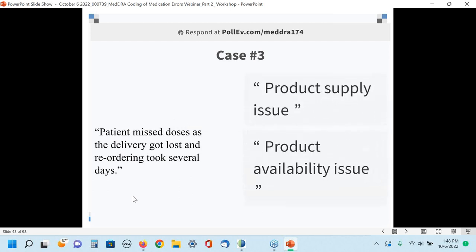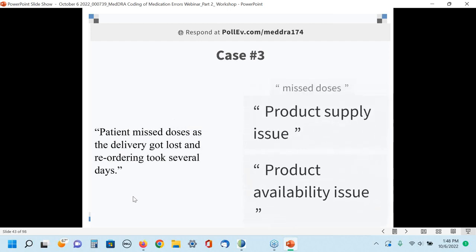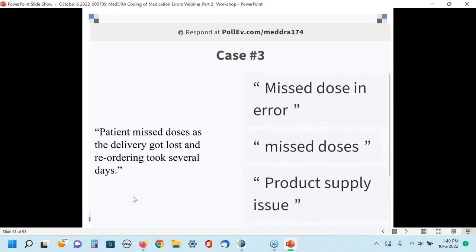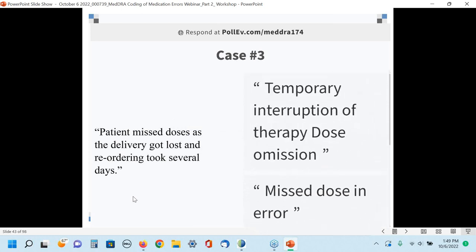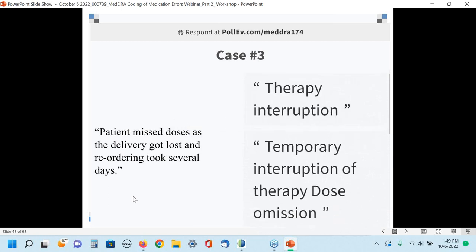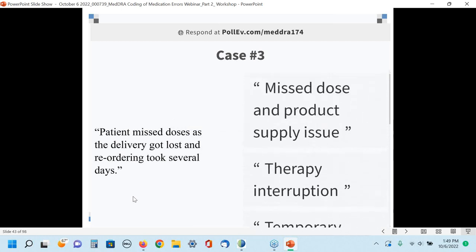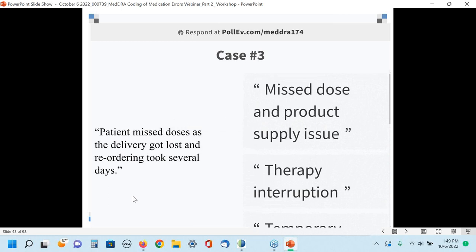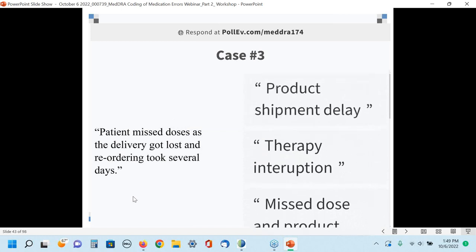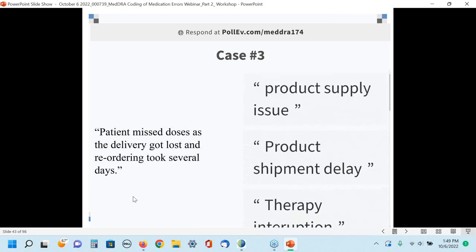Product availability issue, product supply issue, missed doses, missed dose and error. Was there really an error on the patient's part? I don't think so. It's not that the patient had the medicine in their cabinet and forgot to take it. They couldn't get it. They were waiting for it, presumably, let's say, to come in the mail. Or they went to pick it up from the pharmacy and it wasn't there because of a problem with delivery.